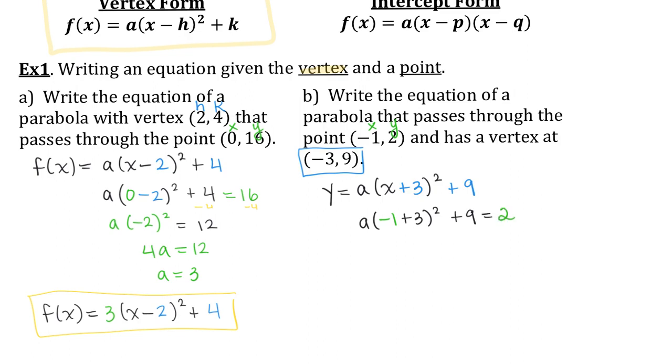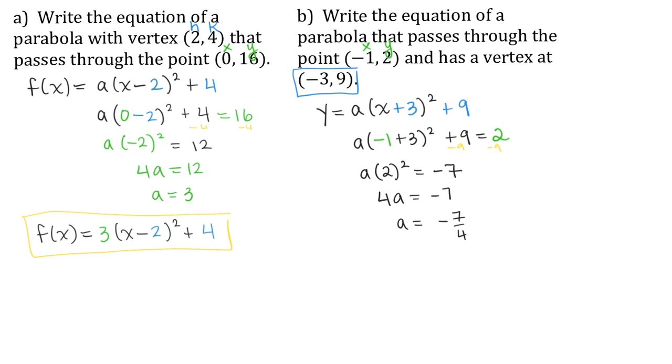Okay, let's evaluate this carefully. I'm going to do the parentheses first. Negative 1 plus 3 is 2 squared. Okay, and then I'm going to go ahead and minus the 9 over to here. Negative 7. Okay, 2 squared is 4, so this is 4a equals negative 7. If I divide by 4, I get a equals negative 7 over 4. And it's okay that a is a fraction. It's very common, actually.